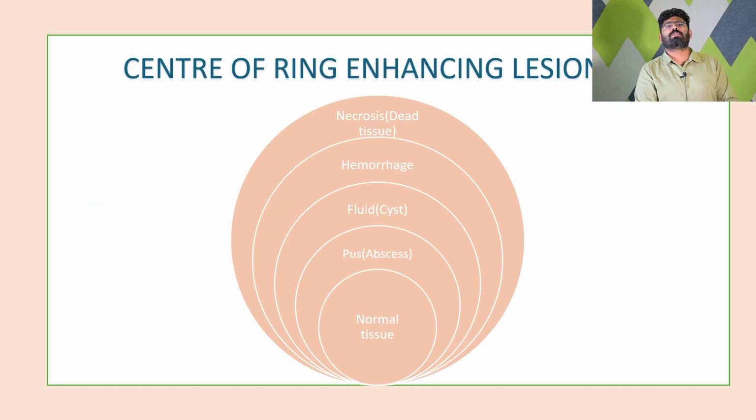In a ring enhancing lesion, there is the center part and the wall: the peripheral enhancing wall and the center. The center of a peripheral enhancing lesion will mostly be contents. What contents can you see? Necrotic tissue, dead tissue, hemorrhage, fluid, pus in case of abscess, and normal tissue in case of demyelination, where in the progressive end you will have normal tissue.